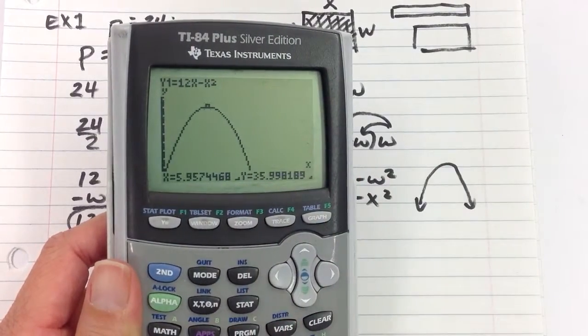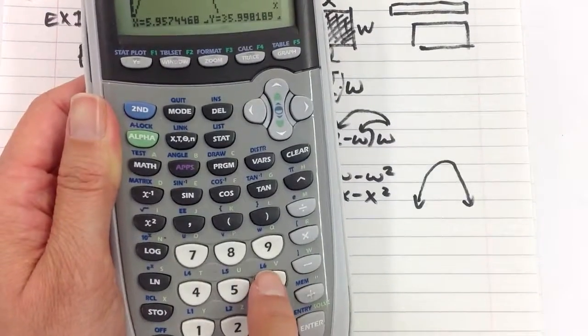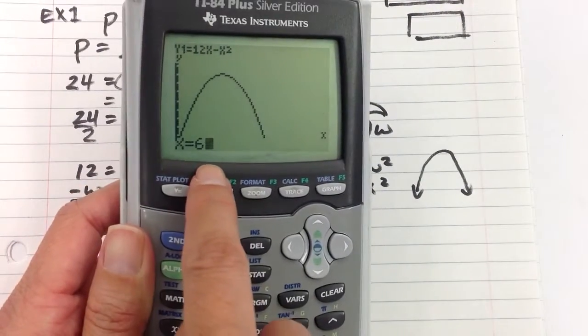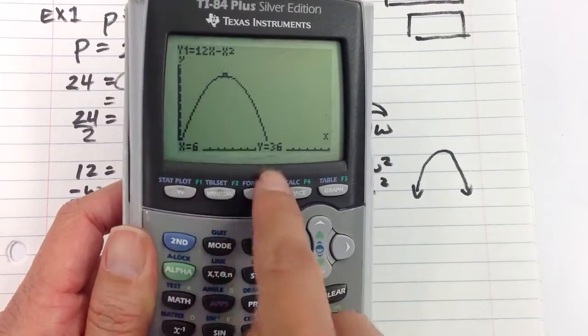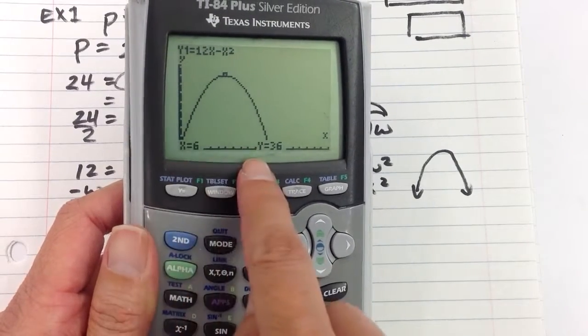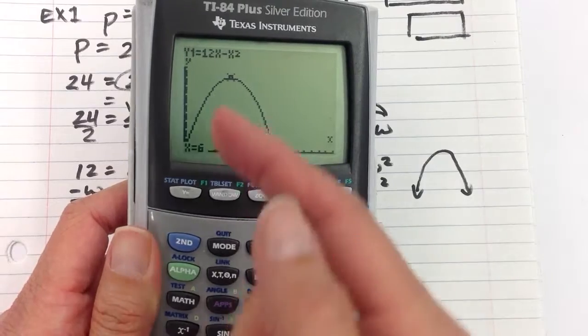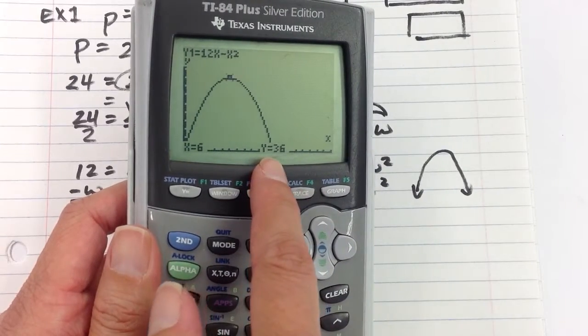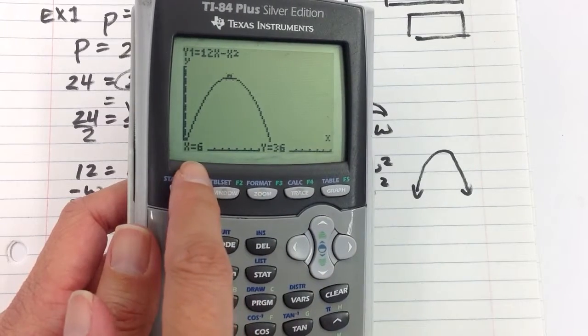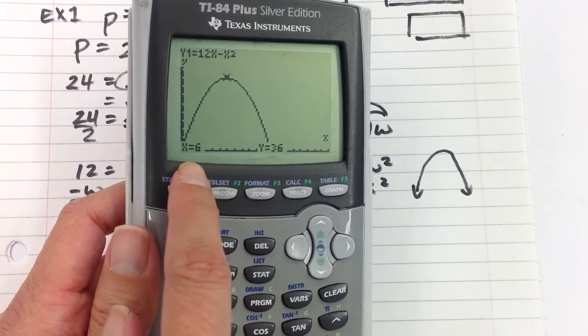If we're not sure, let's type in a 6. So I'm going to press 6, and it's going to say x equals 6, and then I press enter, and it'll tell me what coordinate goes with 6. So at 6, the y is 36. So that's going to be our maximum. That's going to be the maximum area of 36 square units for a 6-inch width rectangle.